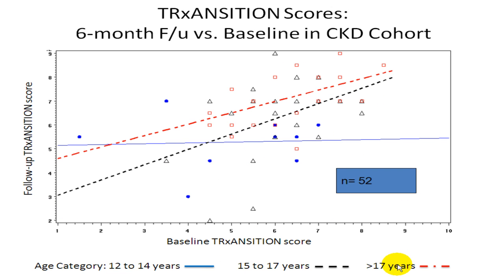I also wanted to look at transition scores based on age, and the 12 to 14-year-olds, the middle school age group patients, really don't vary very much, whereas the high school and the greater than 17-year-old patients all go up and gain skills at a greater rate.